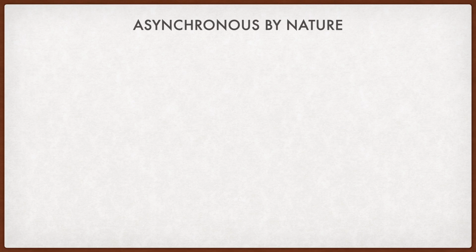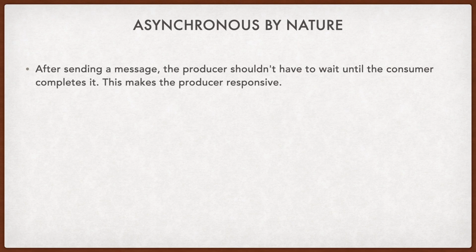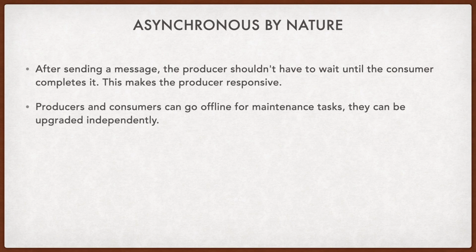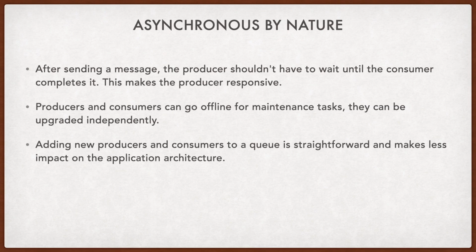Also, the message queue operations are asynchronous by nature. After sending a message, the producer shouldn't have to wait until the consumer completes it. This makes the producer responsive and it can immediately go back to its caller. Also, producers and consumers can go offline for maintenance tasks. They can be upgraded independently because they don't know about each other. Adding new producers and consumers to a queue is straightforward and makes less impact on the application architecture.